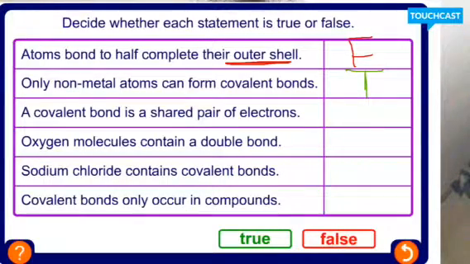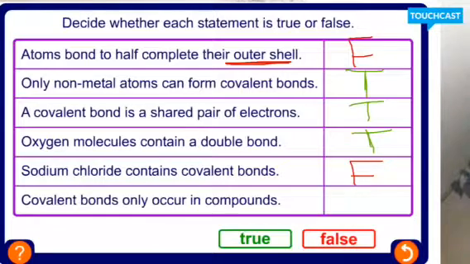However, covalent is strictly only for non-metals. A covalent bond is a shared pair of electrons. Yes, that's absolutely true. Oxygen molecules contain a double bond. Absolutely true, because they are in group 6. Sodium chloride contains covalent bond. This is absolutely false, because sodium is actually a metal, and we know that covalent bonds involve nonmetals only.